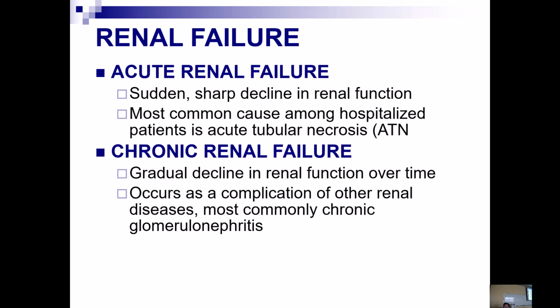Brings us to renal failure. Acute renal failure is a sudden sharp decline in renal function. Oftentimes this happens in hospitalized patients due to some other process going on. Something's going on, you get acute tubular necrosis, which is going to cause acute renal failure. Now, chronic renal failure is a gradual decline in renal function over time. It occurs often as a complication of other diseases, such as chronic glomerulonephritis. So again, this is one of those where you're going to watch renal function decline over time.